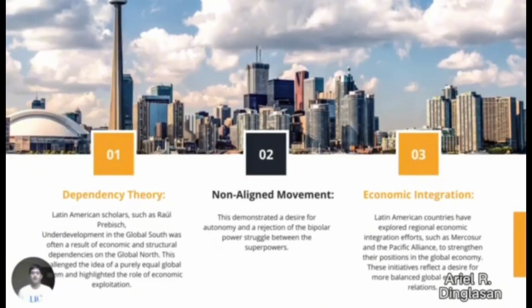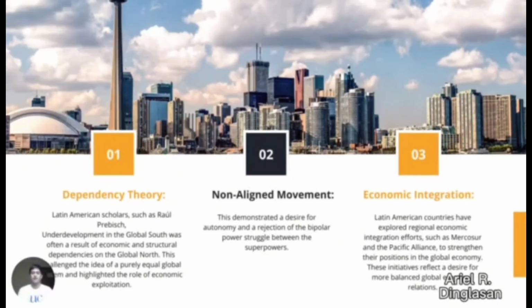Number one, dependency theory. Latin American scholars such as Raúl Prebisch pioneered dependency theory, which argued that underdevelopment in the Global South was often a result of economic and structural dependencies on the Global North. This challenged the idea of a purely equal global system and highlighted the role of economic exploitation.